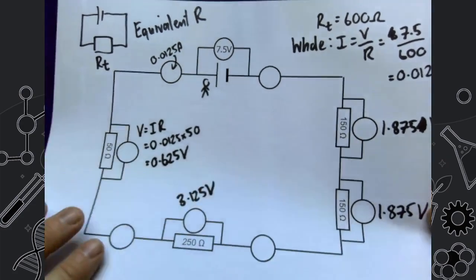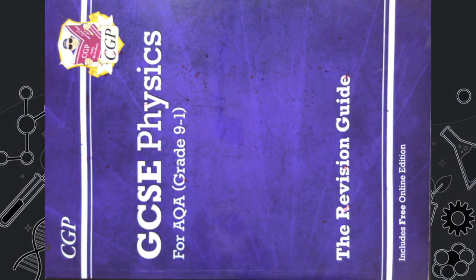Okay, let's move on to power. Okay, you have to know about electrical power. Let me just get a bit of paper.